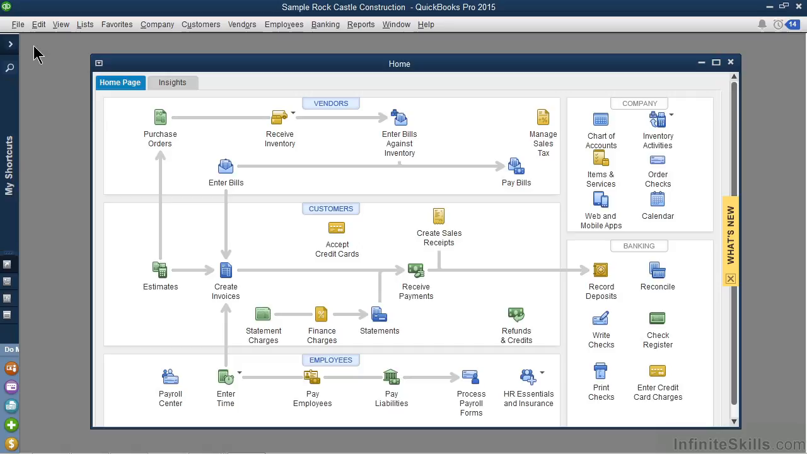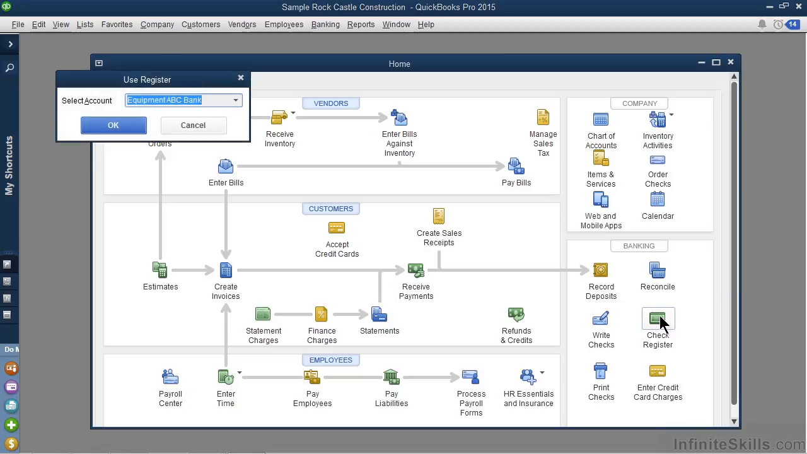We can go back to the chart of accounts, which we have seen a few times, or we can use the home page, and we can move down to the bottom right-hand corner, and we can click or tap the Check Registers option. This is going to open a window, and it defaults to whatever the first bank account is that we have in our chart of accounts.